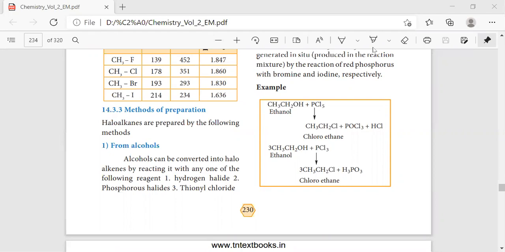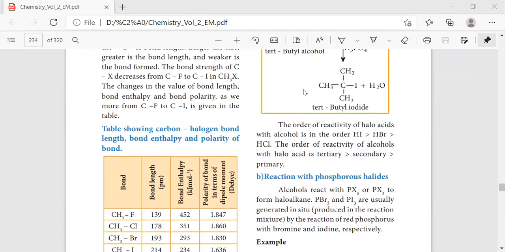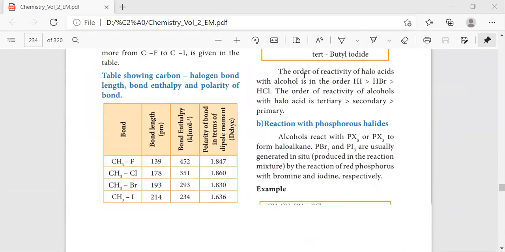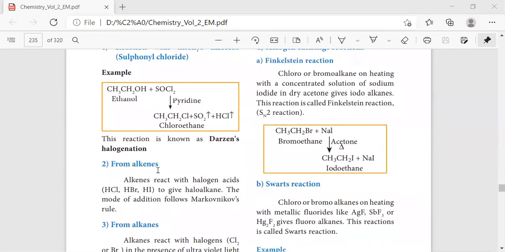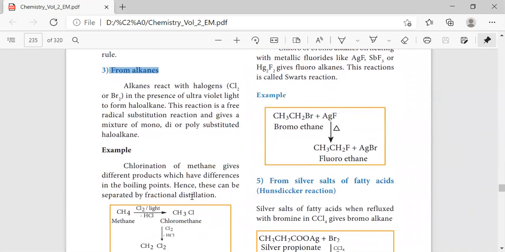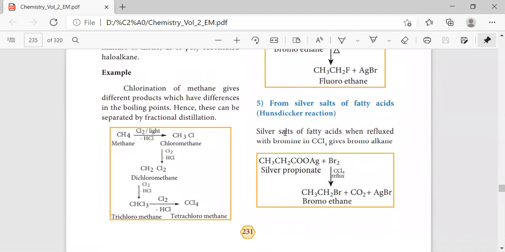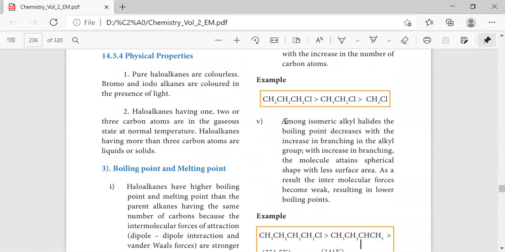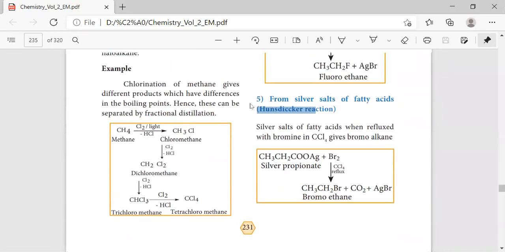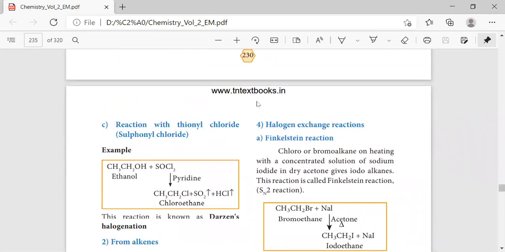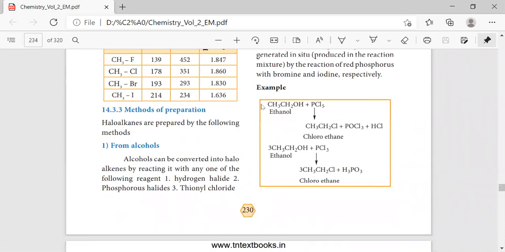So alcohol வந்து haloalkane எப்படி prepare பண்றது? அப்புறம் next பாத்தீங்கன்னா you will have from alkenes, then halogen exchange reaction, then comes Hunsdiecker reaction. So these are all the different methods by which we can prepare haloalkane. Okay, so first let us start with alcohol.